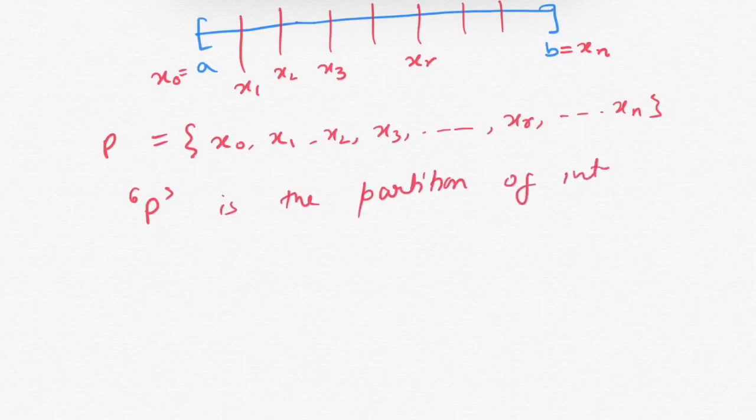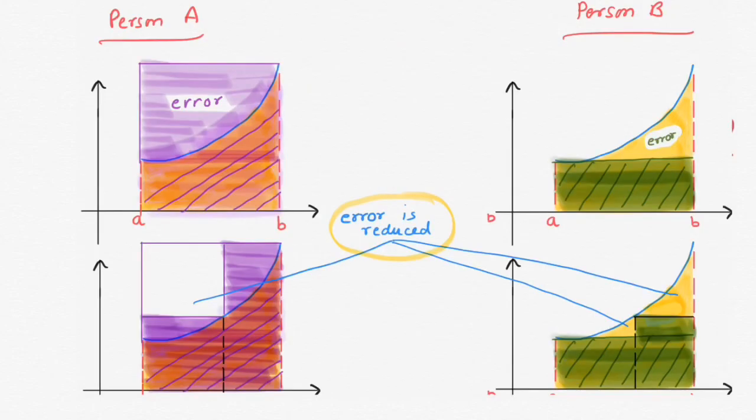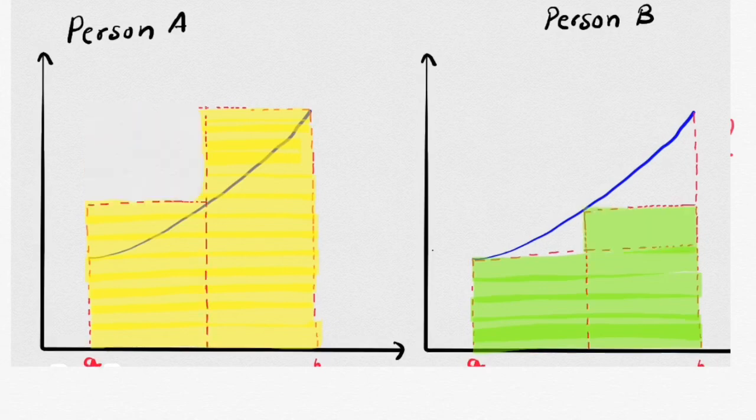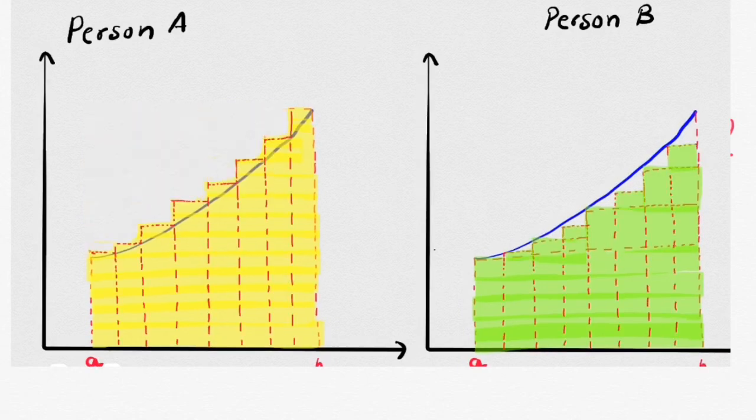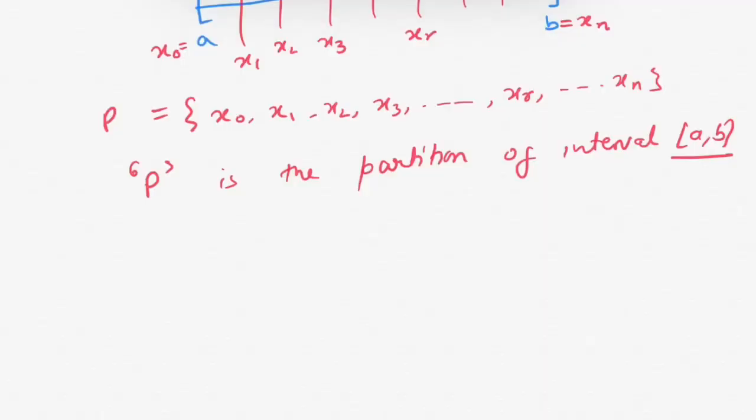After learning the concept of partition, person A and person B again tried to find the area of the region, and they realized they had actually reduced the error. The more they divide the interval, the more the error reduces significantly, and the area of the rectangles approximates the area of the region. This further division of the interval is known as refinement of partition.